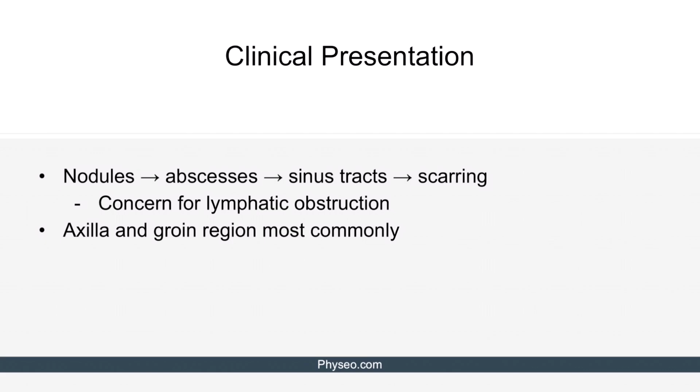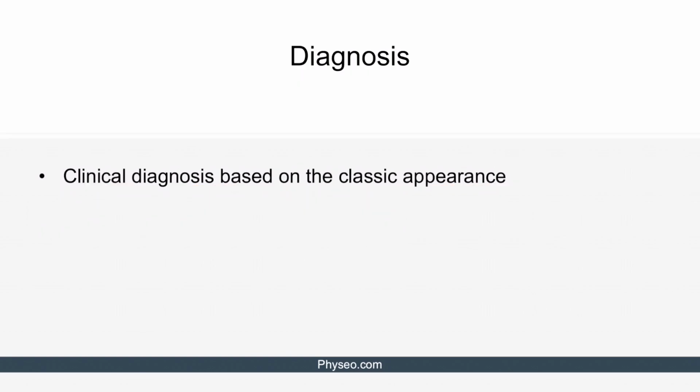After the initial nodules present, patients may go on to develop abscesses, which are often malodorous. They can develop sinus tracts and significant scarring. Now, this prominent scarring creates a concern for lymphatic obstruction. In the vast majority of cases, the axilla or groin region is involved. As with many dermatologic conditions, this is a clinical diagnosis based on the classic appearance shown earlier.